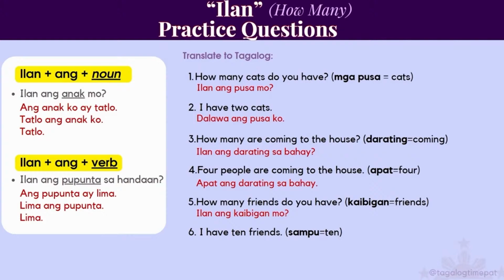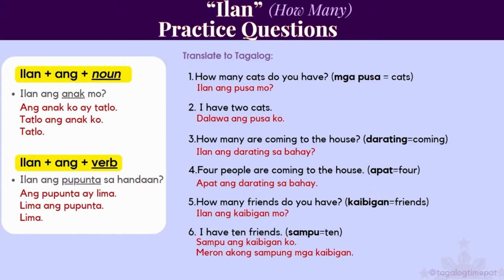Number 6, I have 10 friends. Sampu means 10. Sampu ang kaibigan ko. Or sampu ang mga kaibigan ko. I have 10 friends. All right. Another way to answer this, meron akong sampung mga kaibigan.